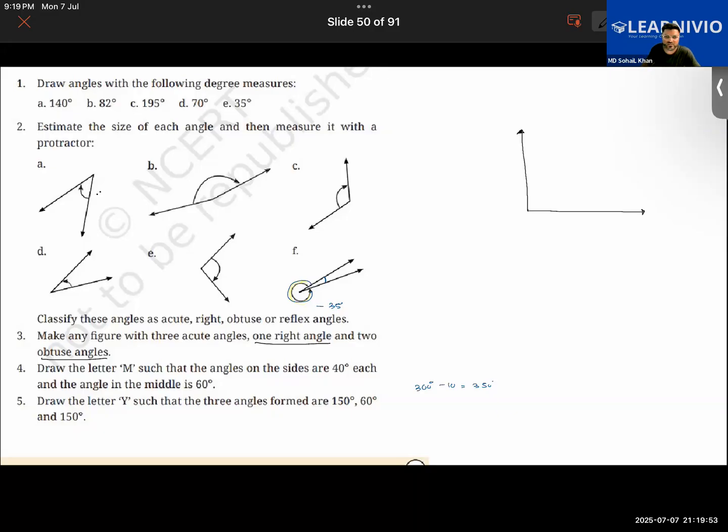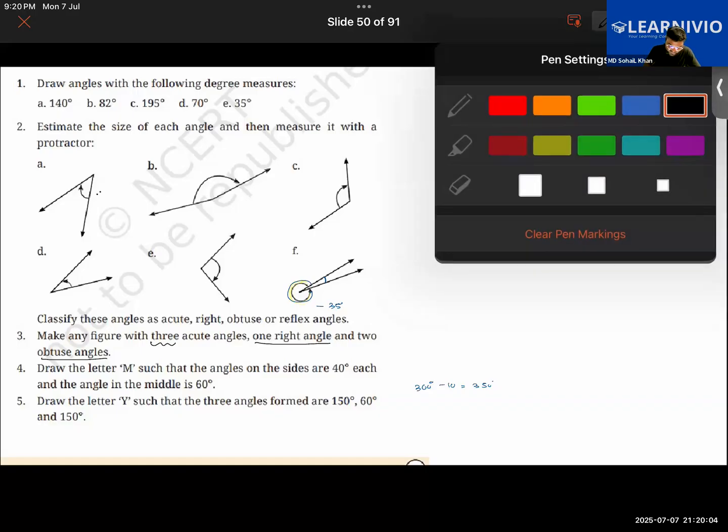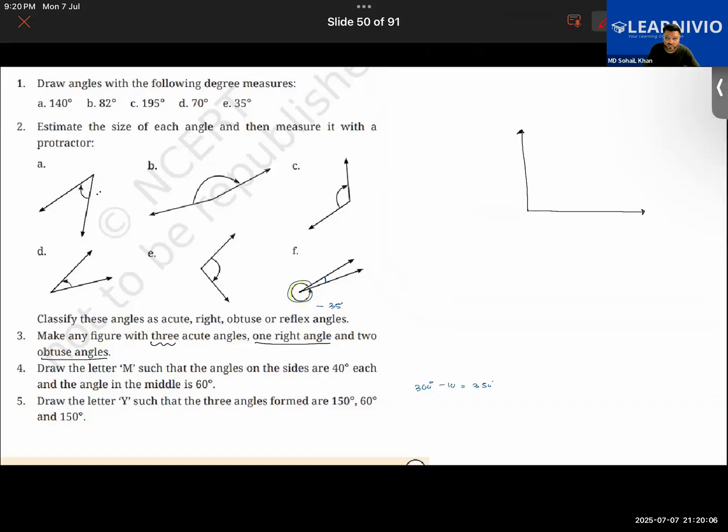But in this problem, see, in the figure you have multiple acute angles. It's asking you to draw only 3 acute angles. Now, make any figure with 3 acute angles. It should not be more than 3. Getting it, everyone? Yes, and sir, there has to be only 1 right angle and 2 obtuse angles.